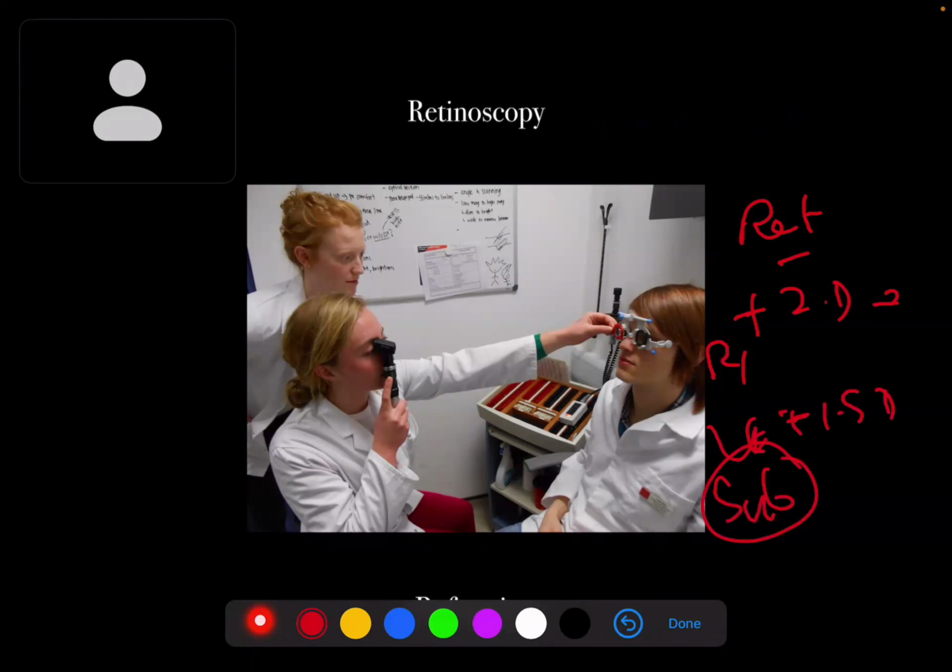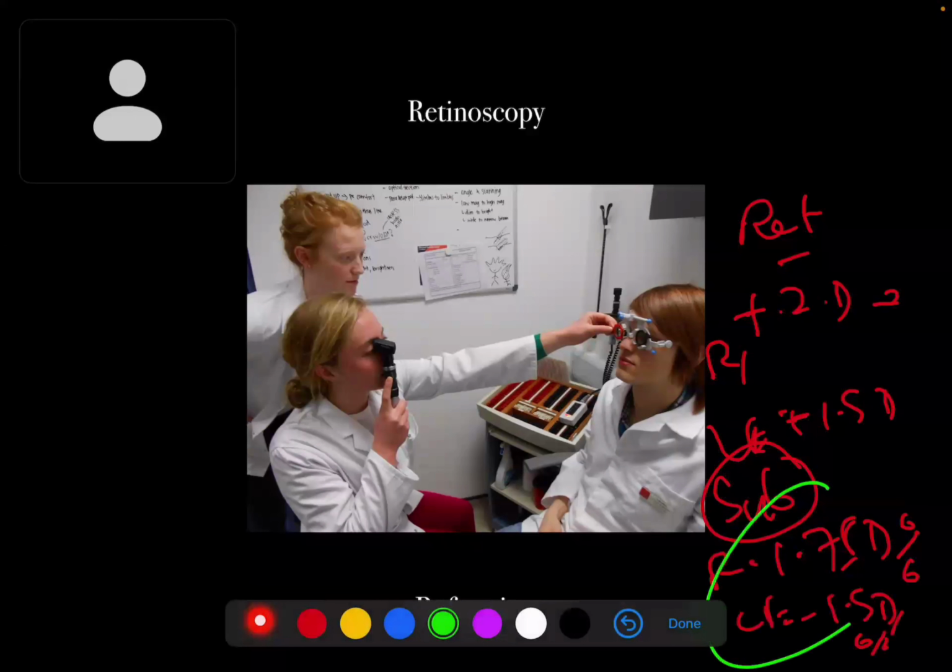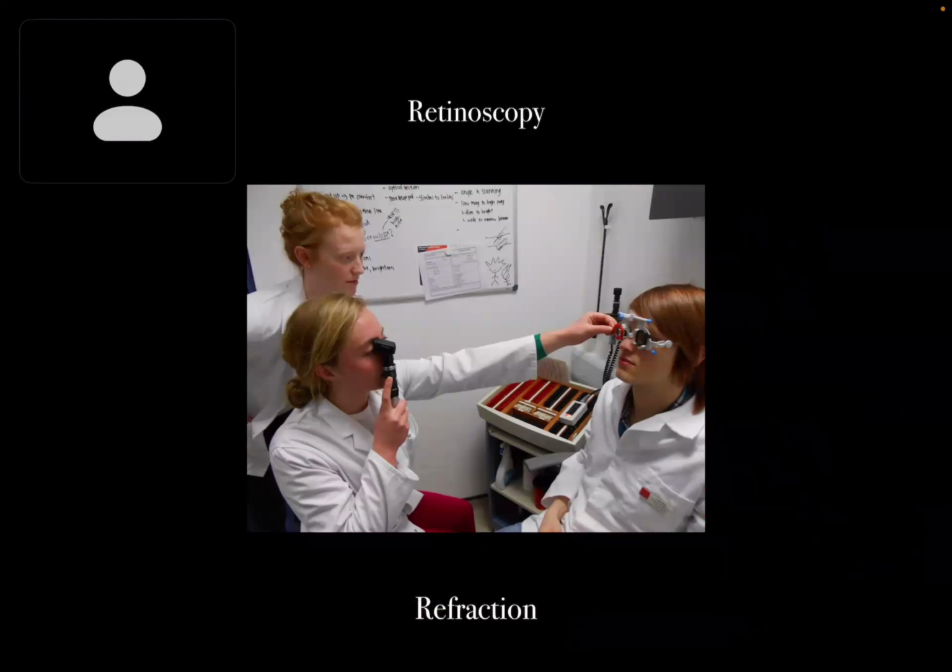So in subjective refraction, say 1.75 diopter is the comfortable one. Even though the proper one is 2 diopter, only 1.75 can be tolerated in the right eye. The left eye maybe 1.5 diopter. I'm just giving an example. So you first verify where exactly the problem is, then you verify and give the most comfortable power for the patient to wear ultimately. So that is retinoscopy and refraction.